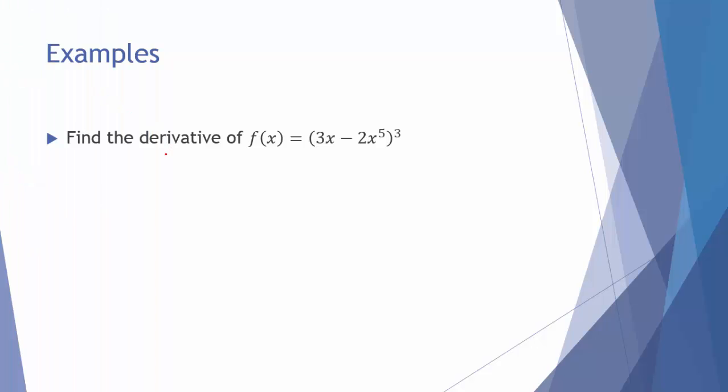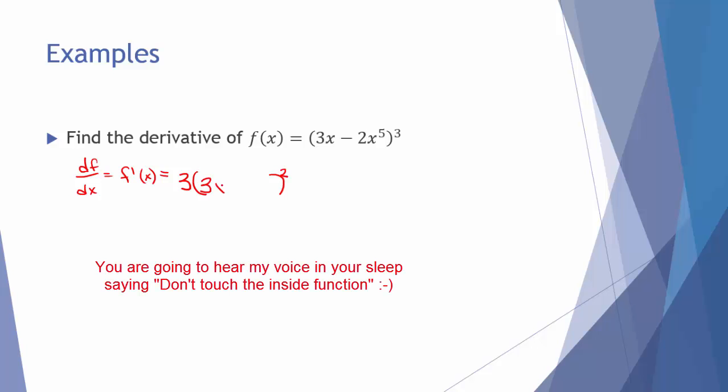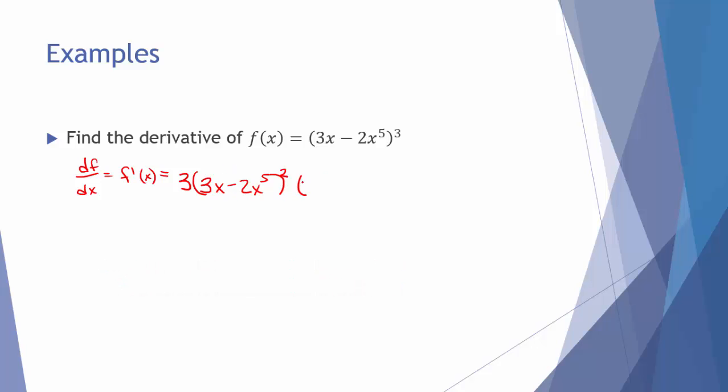We're going to find the derivative of f of x equals 3x minus 2x to the fifth, all raised to the third power. So your inside function is this 3x minus 2x to the fifth. The outside function is the cubing function. So when we go to take the derivative, df dx, or f prime at x, either one's great, we need to take the derivative of the outside function. So that's drop the 3 down as a coefficient, and then we're going to raise it to a new power of 2. But what goes in here is the original inside function. You don't touch that inside function. But now you need to multiply times the derivative of the inside function. The derivative of 3x is 3, and the derivative of 2x to the fifth is 10x to the fourth.